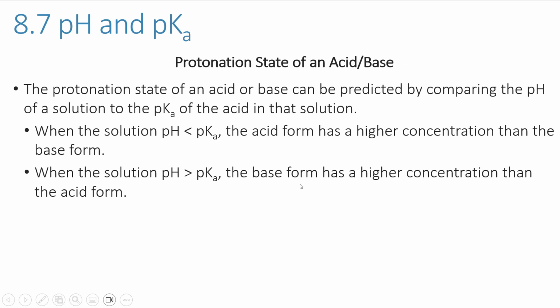So the protonation state of an acid or base can be predicted by comparing the pH of a solution to the pKa of the acid in the solution. We can make a likewise comparison with bases using pKb. So when the pH of the solution is less than the pKa, that means that the acid form is going to be the predominant form of that compound. So it will have a higher concentration than the base form. When the pH is greater than the pKa, the base form is going to be in higher concentration in the solution.